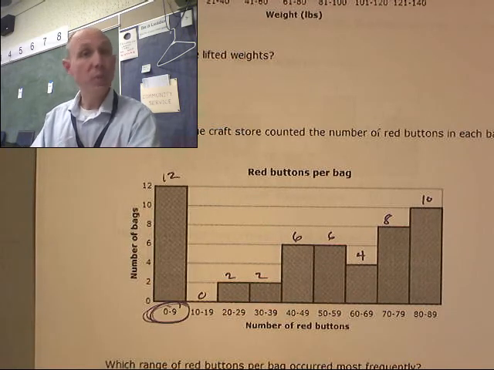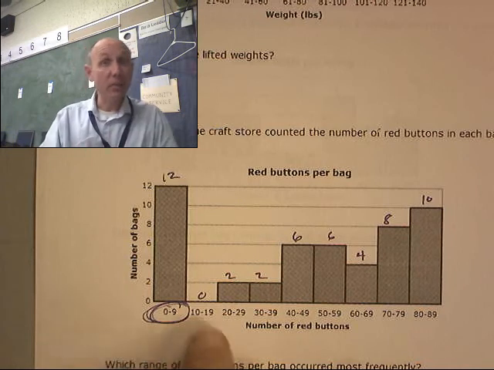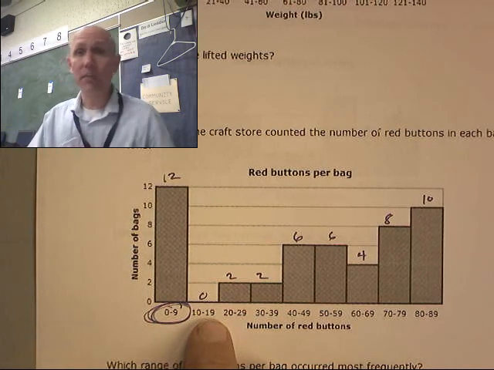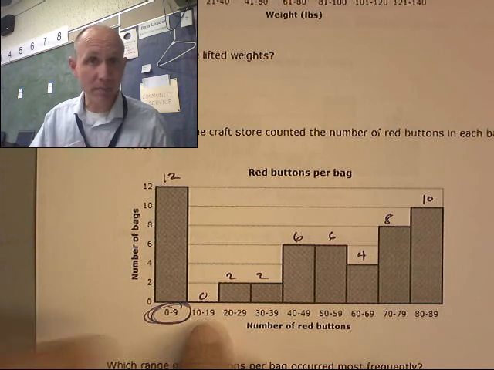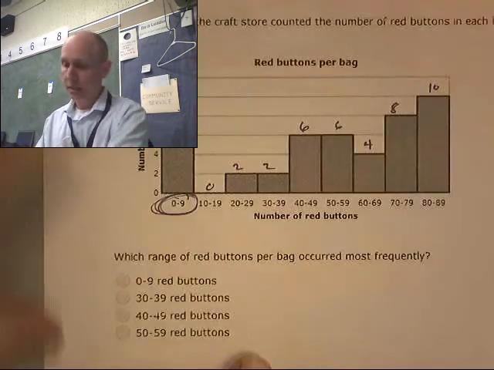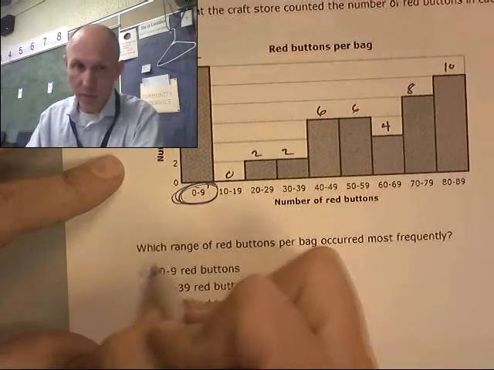This is our answer. Which one appeared the least frequently? Well, this one never appeared, so 10 to 19. If you're looking for 10 to 19, it's not going to happen. If you're looking for 0 to 9, it happened 12 times. So 0 to 9 is the one that occurred most frequently.